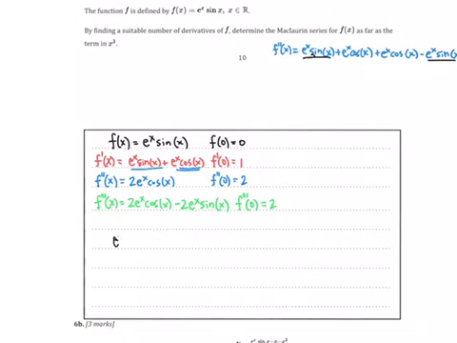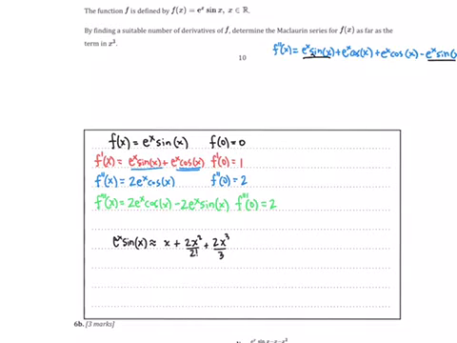Okay, therefore, e to the x sine of x, written as a Maclaurin polynomial, will be x, right? No constant term, right? Because f of 0 is 0. So I have x plus 2x squared over 2 factorial plus 2x cubed over 3 factorial.